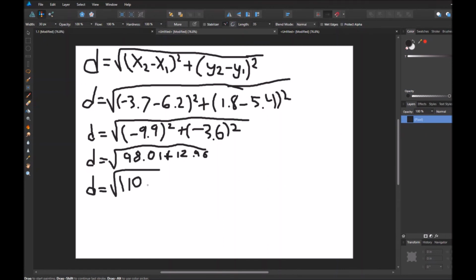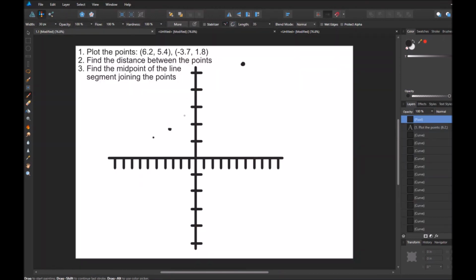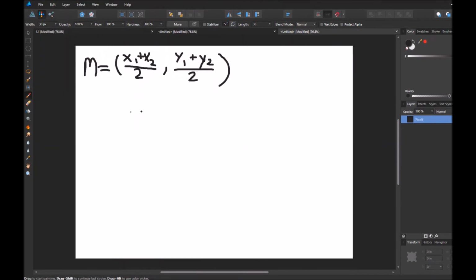So you can either leave your answer like that or write what it is in the decimal form, which would be 10.53. So either one of these ways works, but the distance between these 2 points is 10.53 units is the main takeaway. Now to the midpoint, x1 plus x2 over 2 and y1 plus y2 over 2.